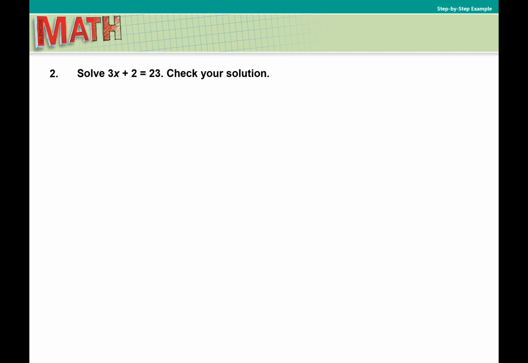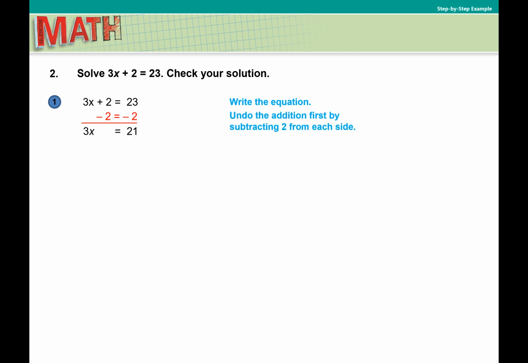Okay, 3x plus 2 equals 23. All right, now we're adding 2, so we're going to subtract 2 from the side with the variable. What we do to one side, we do to the other. So we get 3x equals 21. Then we are multiplying 3 times x, so we're going to divide by 3. What we do to one side, we're going to do to the other. So we get an answer of x equals 7.